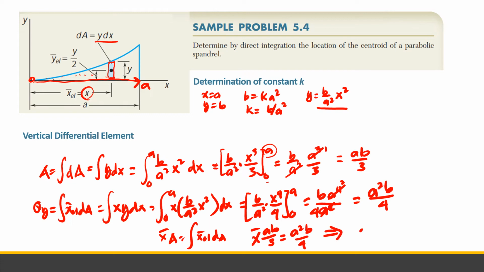So ngayon, yung x bar natin is equals to, ilan na ba to? So cancel yung a, cancel yung b. So matitira lang is isang a, so that is 3/4 a. So yan yung x bar. So this is the x bar, yung centroid, and yung area is ab over 3.